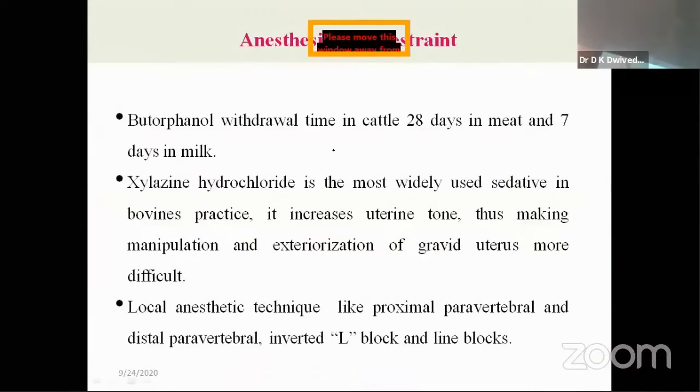Now, in anesthesia and restraint, suppose you are using butorphanol. The withdrawal period for butorphanol in cattle is 28 days in meat and 7 days in milk. But in our country, milk is very important. So if you are using butorphanol for the sedation or for the anesthesia, you have to give a specific instruction to the owner of the animal that the milk should not be used for 7 days. Okay, milk is not meant for human consumption for at least 7 days.